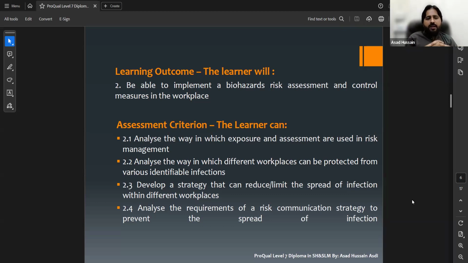Now, moving forward to 2.3, develop a strategy that can limit the spread of infection within different workplaces. The Level 7 diploma is for people who are managers or above. So definitely they have a part to play, a role to play in management, in higher management, or you can say in top management and middle management.